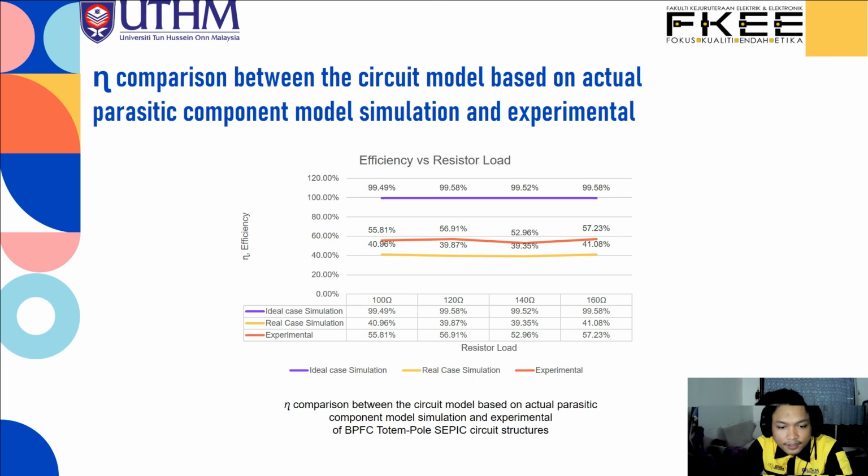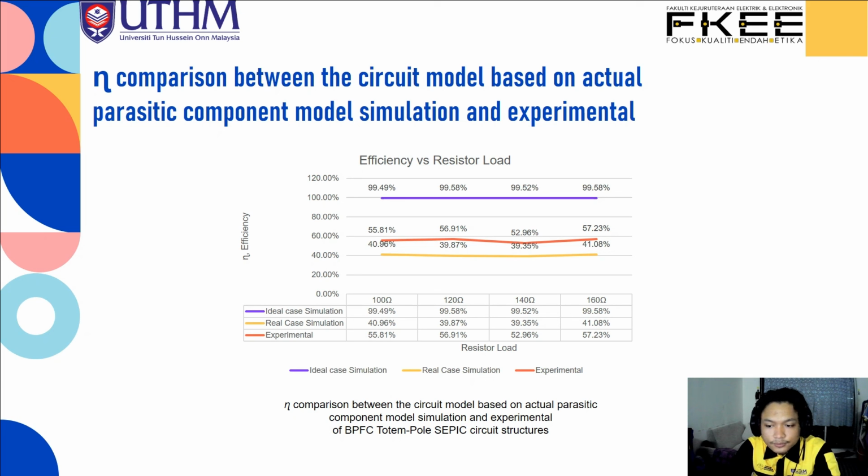And finally, for the experimental, we can see the efficiency is 55.81 for 100 ohm. For 120 ohm, we got 56.91. For 140 ohm, the efficiency is 52.96. And finally, for 160 ohm, the efficiency is 57.23%. The efficiency increases with the output resistor load in the experimental.